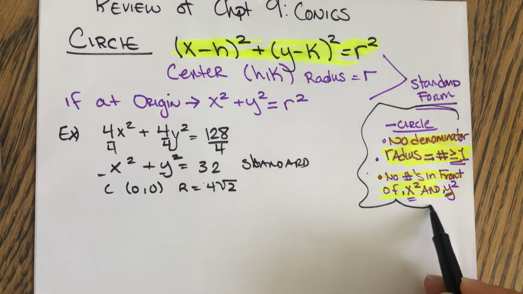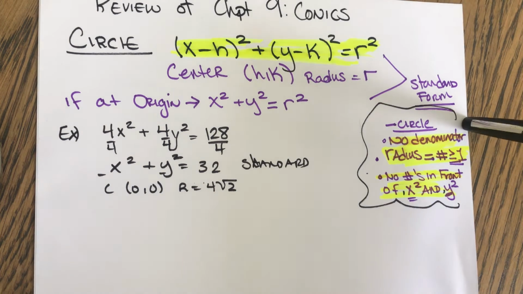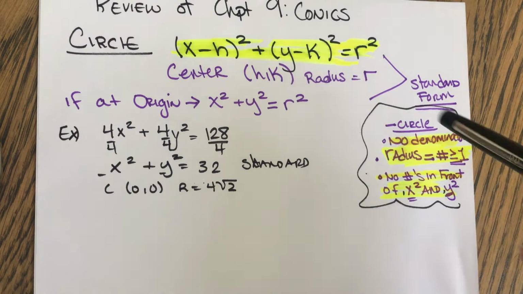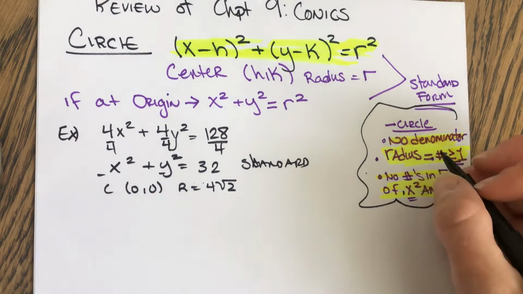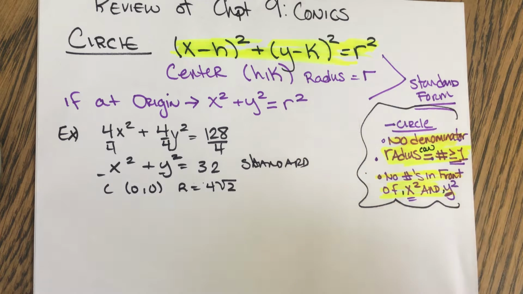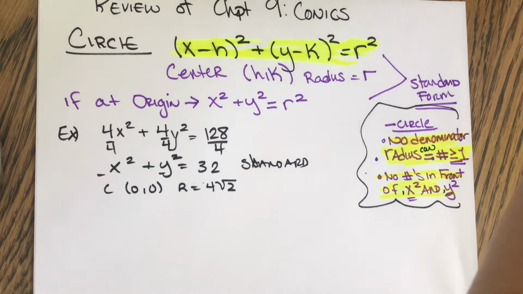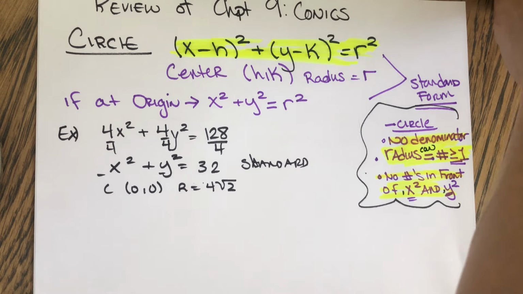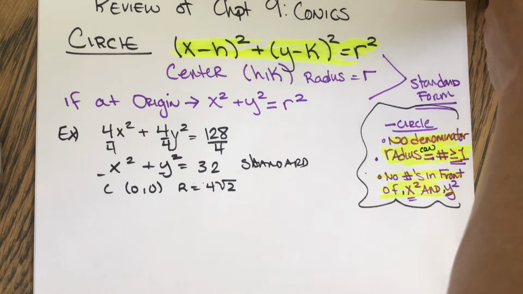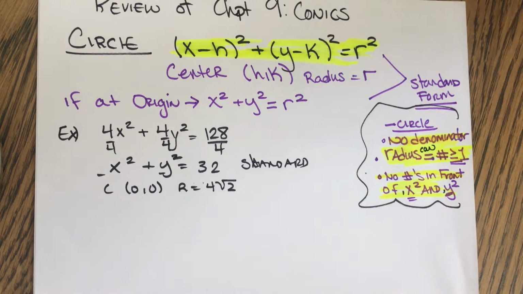So just to review, because I kind of confused myself a moment ago. No denominator. The radius can equal a number 1 or greater. And there can't be any numbers in front of x squared and y squared. I probably should have written that first. I think you'd be fine with everything else. It's always your opposite numbers.